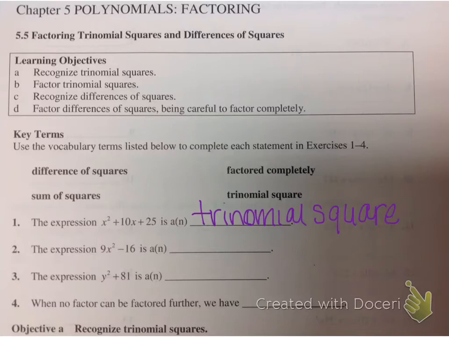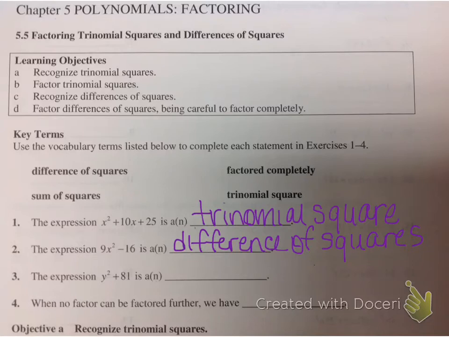Number two, the expression 9x squared minus 16 is what we call a difference of squares. Difference because it's subtraction. Squares because both terms are perfect squares. 9x squared is a perfect square because 3x times 3x, and 16 is a perfect square because of 4 times 4.